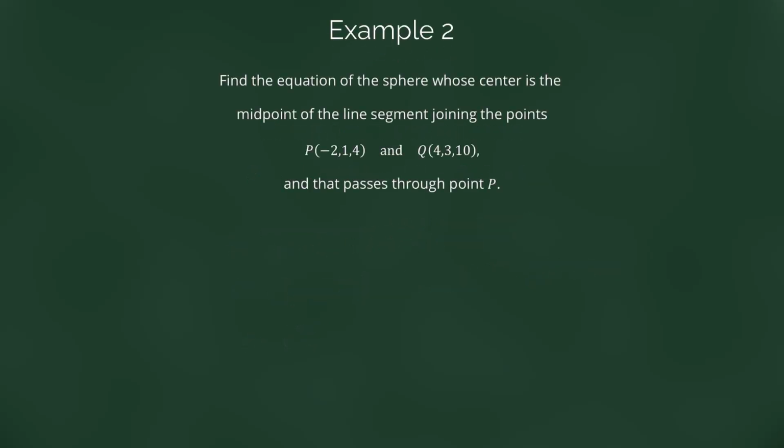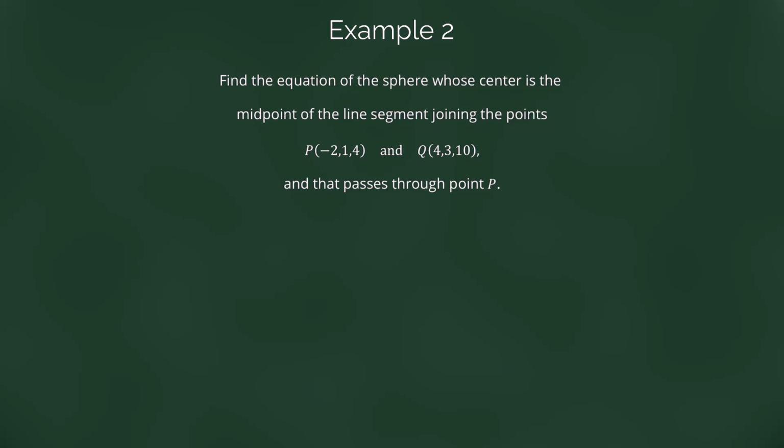All right, that one was pretty straightforward. We'll work a little bit harder to get this one. Here we want to find the equation of the sphere whose center is the midpoint of the line segment joining the points P (negative 2, 1, 4) and Q (4, 3, 10), and that passes through the point P.